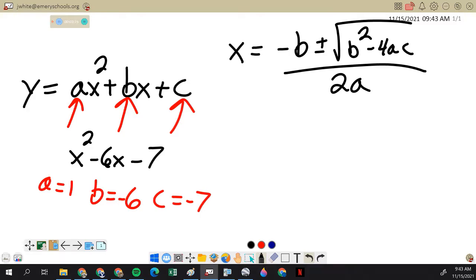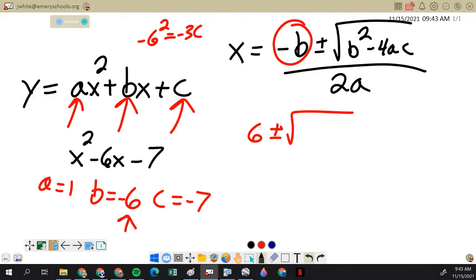So negative b is going to equal, what is the opposite of b? It's going to be 6. So we do 6 plus or minus. Now you have to be careful with b squared. If in your calculator you type in negative 6 squared, you're going to get negative 36. Is negative 6 squared actually negative 36? No. What is negative 6 times negative 6? Positive 36.